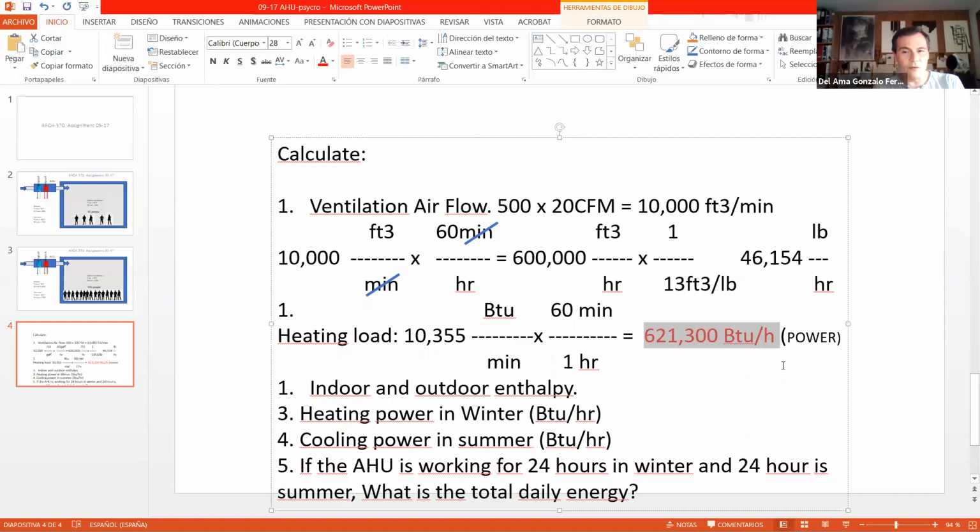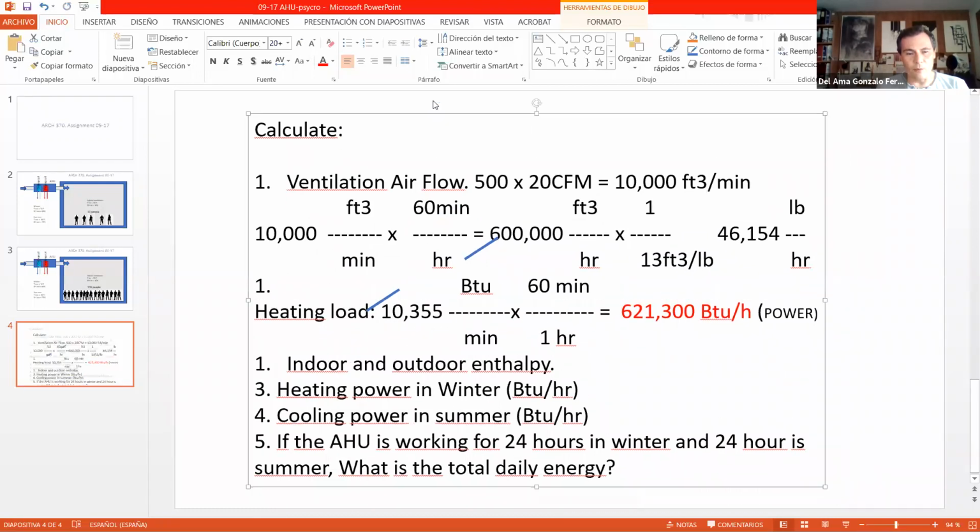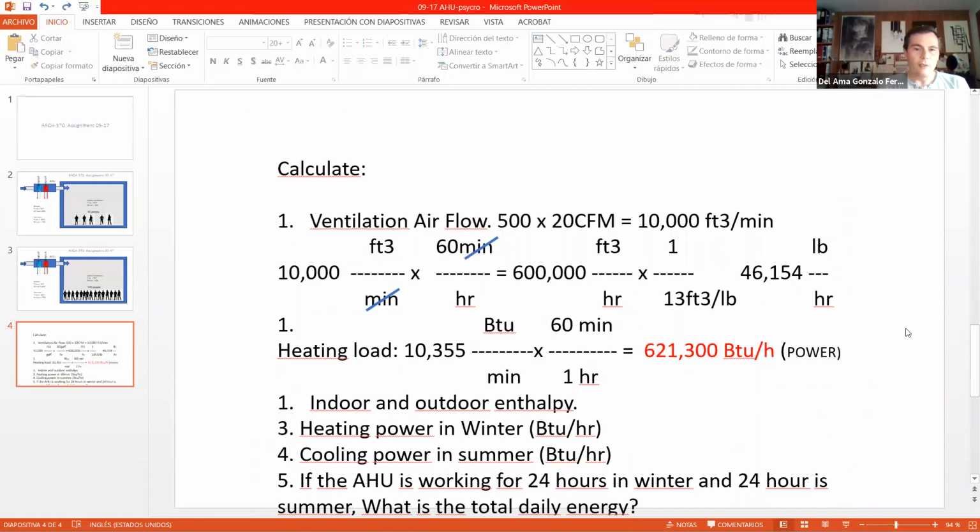Okay, but BTUs is enough. I don't need the therm units. If you can calculate the therm, that's fine. But BTUs is good enough. But we need to understand the difference between BTU per hour, the power magnitude, and the BTUs, the energy magnitude. Okay, so this is the first option, and you have 4 options.